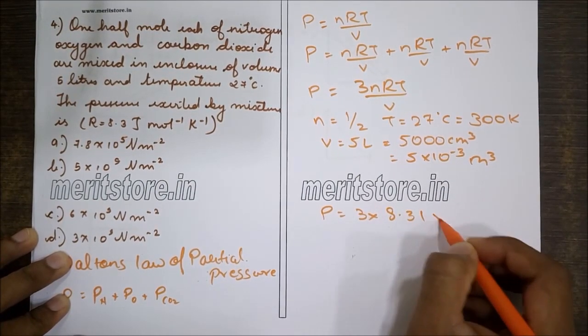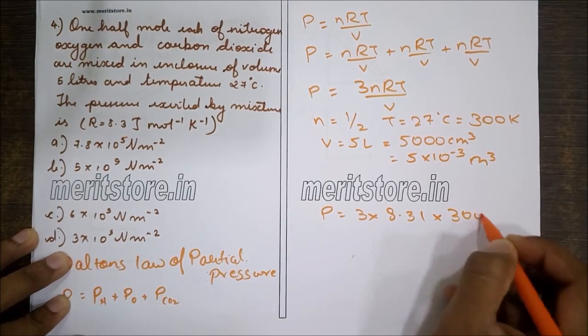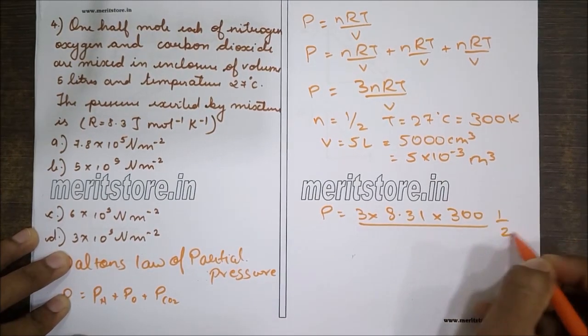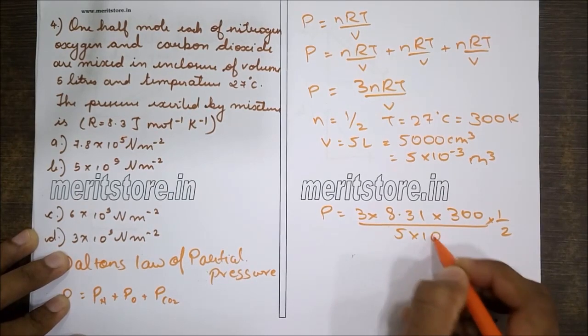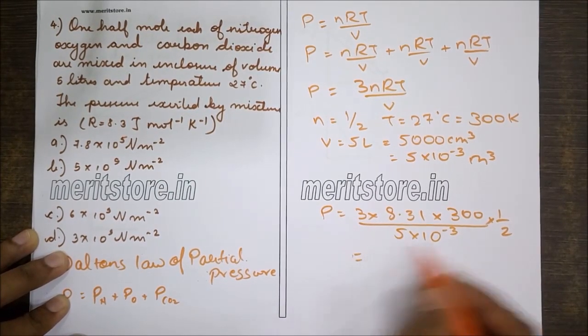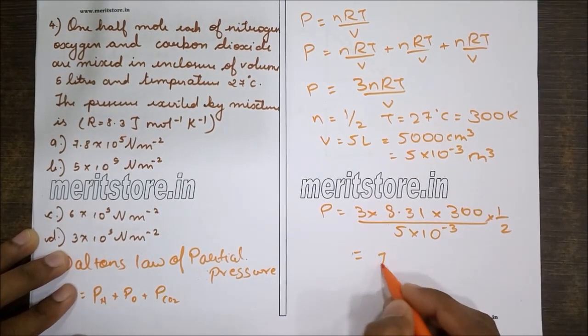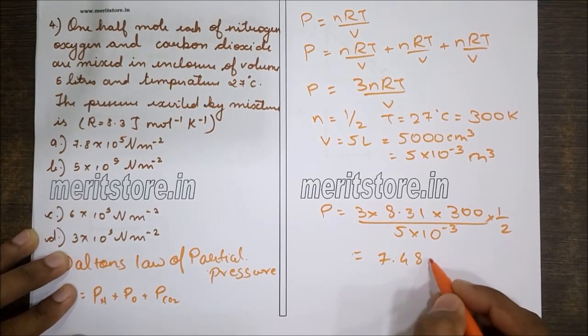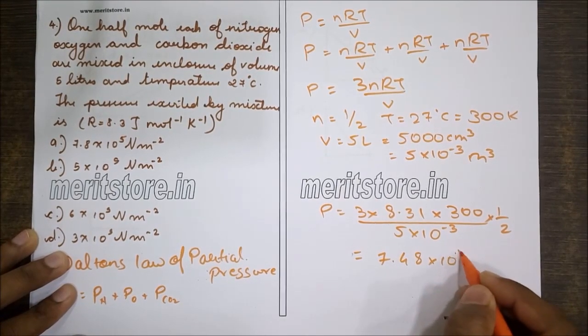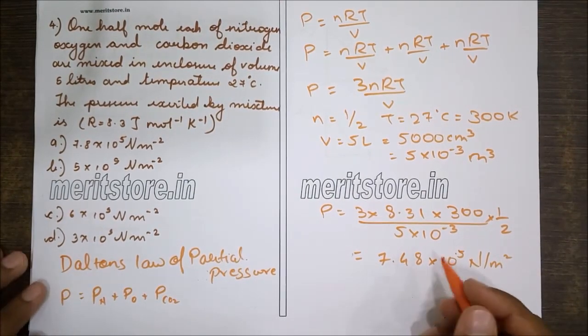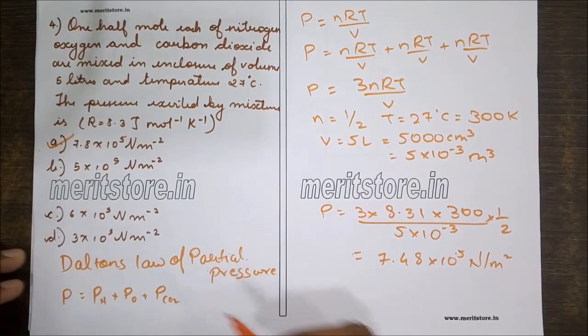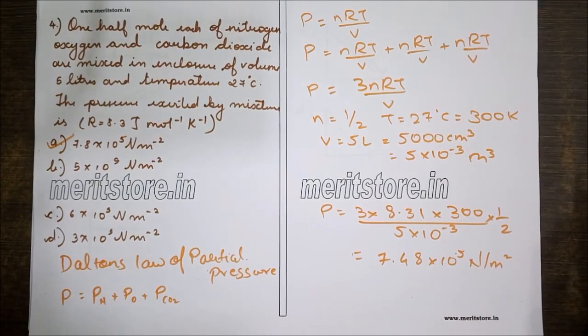This is the value of R, and T is 300, n is half, so half upon volume V is 5 into 10 raised to minus 3 meter cube. So solving this expression, we get 7.48 into 10 raised to 5 Newton per meter square. Now the closest value over here is option A, hence option A is the correct answer.